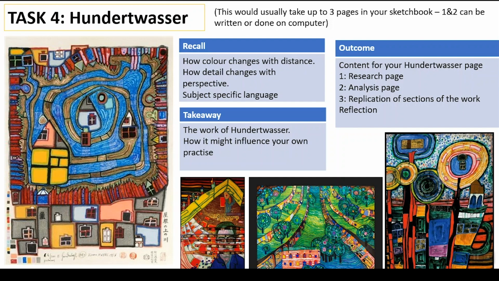And to do that, we're going to do 3 different things. We're going to produce a research page, we're going to produce an analysis page, and then we're going to do some replication of sections of this work and some reflection on that. The reason why I've separated these 3 out for you is because they all link together, but it's quite important that we look a little bit closer at what we mean by research and analysis and replication for our practical work.